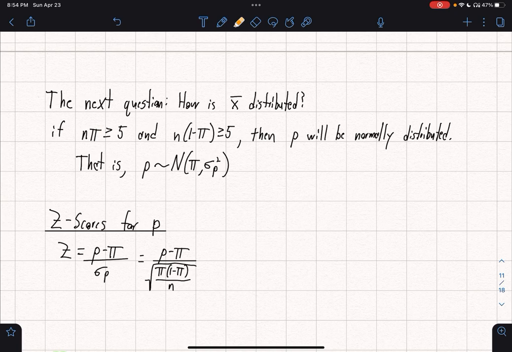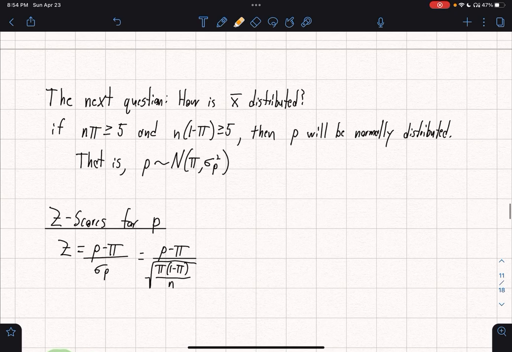If we want to calculate z-scores for p, just like we did for x bar, we're going to have z equal to our sample proportion minus the population proportion, divided by our standard deviation of p. Plugging in our formula for standard deviation of p, we then get this formula right here.